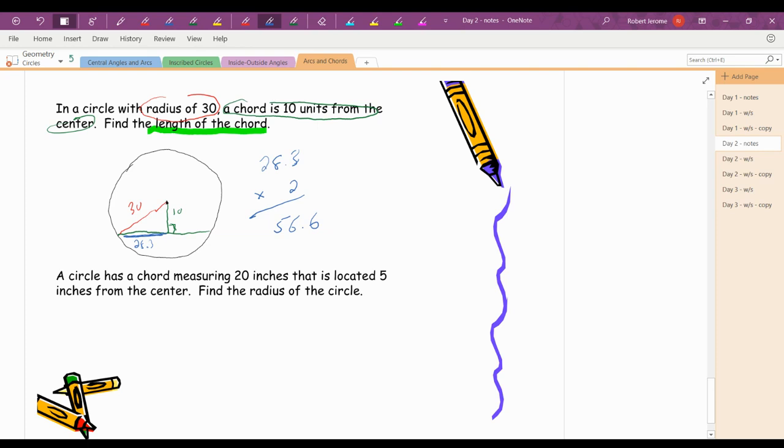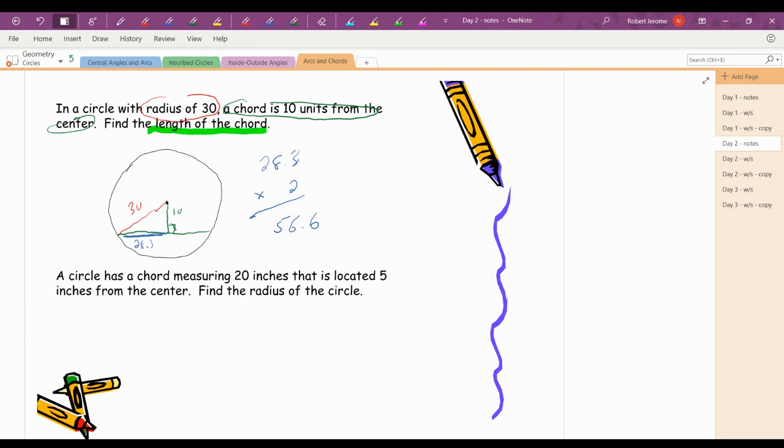Keep in mind, all chords have to be shorter than the diameter. The diameter is the longest chord, and in this question, the diameter is 60. So that's a good kind of gauge. Make sure that your numbers make sense. If our radius is 30, then the diameter is 60. This chord was 56.6. Long as it's smaller, it has a chance. So draw these carefully and make sure that you label things as you go.